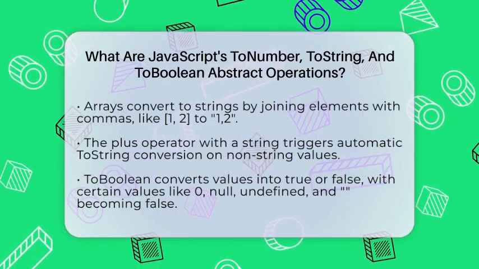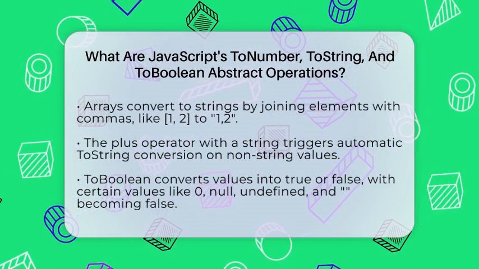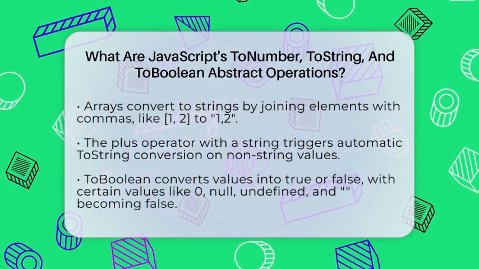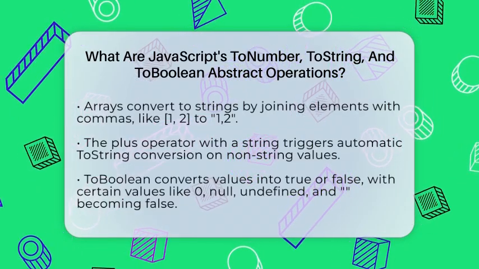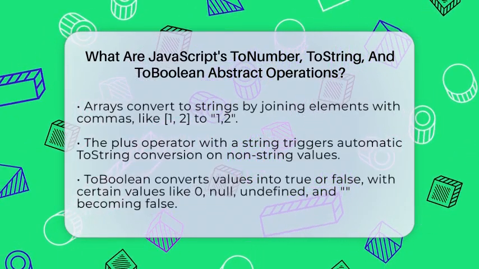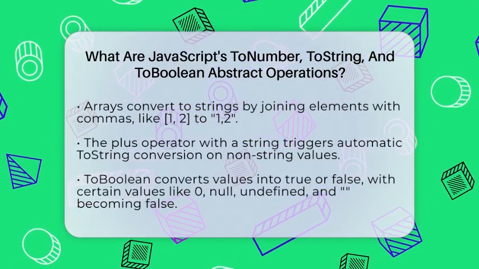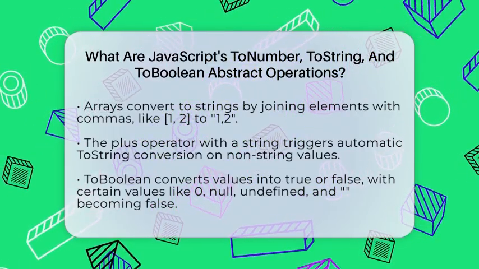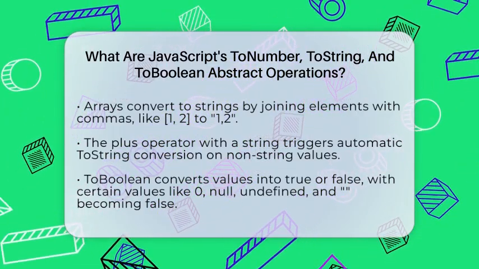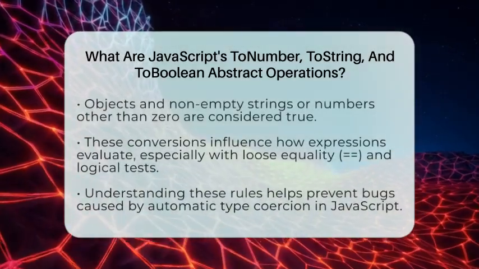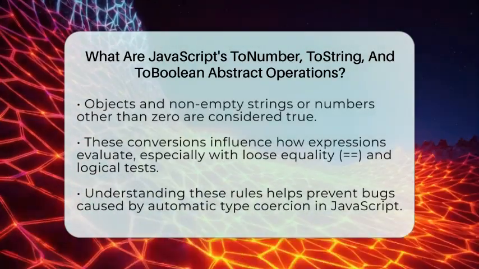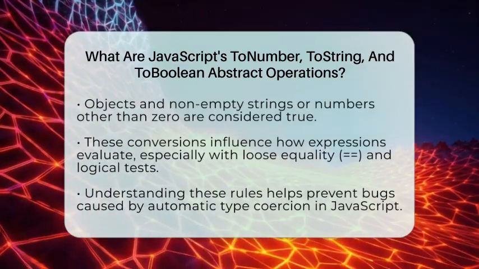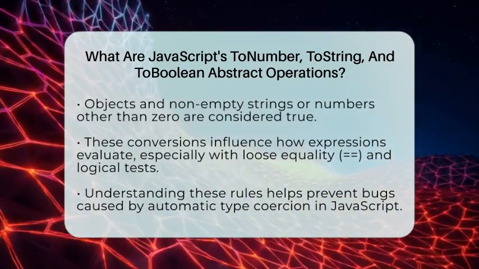Finally, we have ToBoolean. This operation converts any value into either true or false. Values like undefined, null, 0, NaN, and the empty string are considered falsy, so they turn into false. Everything else, including objects, non-empty strings, and numbers other than 0, becomes true. This conversion is vital in decision-making. For example, in an if statement, JavaScript uses ToBoolean to decide whether to run the code inside. If the value is falsy, it skips. If truthy, it runs. Understanding these conversions helps you predict how JavaScript handles different types in expressions and comparisons.